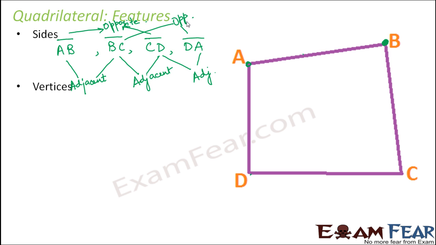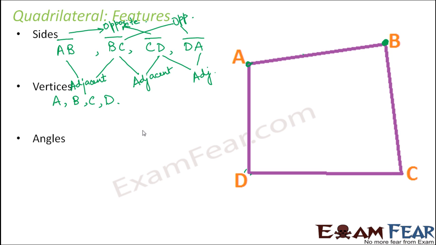Let's talk about the next feature, that is vertices. So here, which are the vertices we have? Again, vertices are A, B, C, D. In vertices also we have adjacent vertices. For example, A and B are adjacent vertices. A and D are adjacent vertices. But A and C, they are non-adjacent vertices or opposite vertices, whatever you call them.